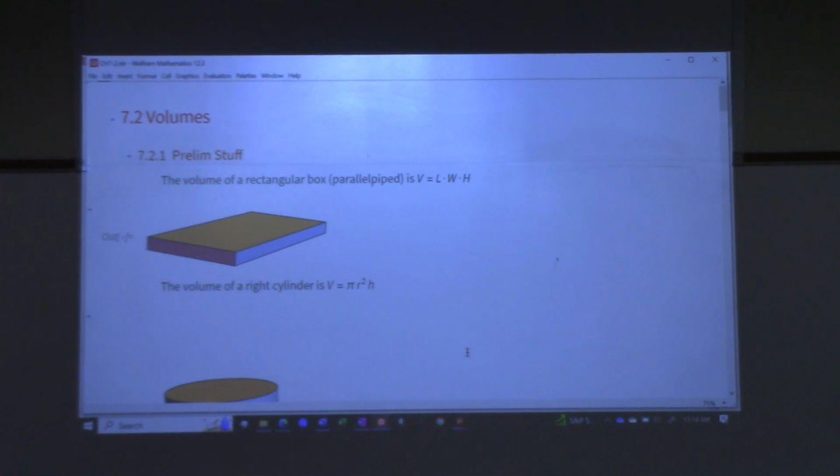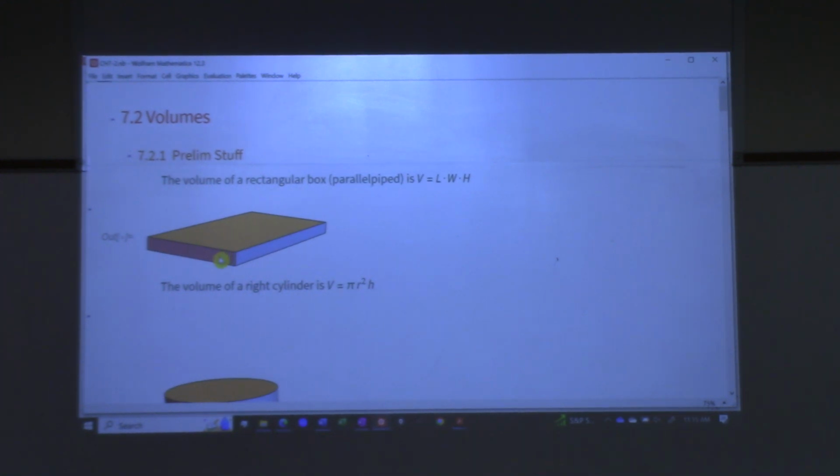Okay, we're moving into 7.2. We're finished with 7.1. 7.1 was about areas between curves, right? And now we move into 7.2, which is called volumes. And we have some prelim stuff that we need to get out of the way first, just some formulas that we all need to be comfortable with.